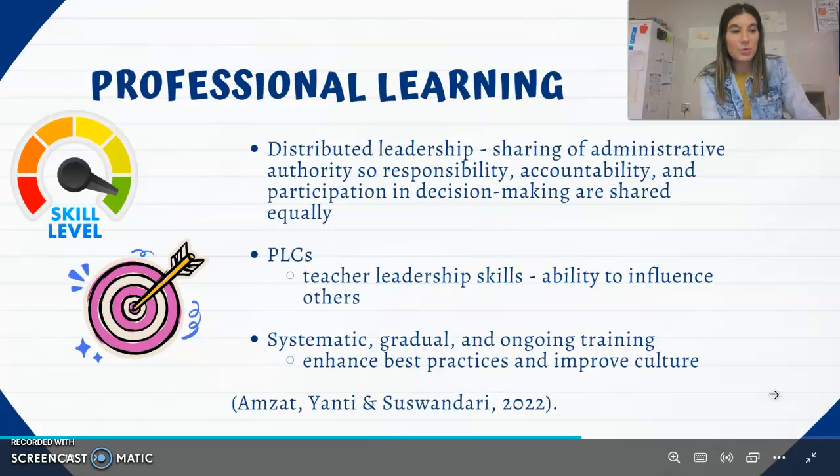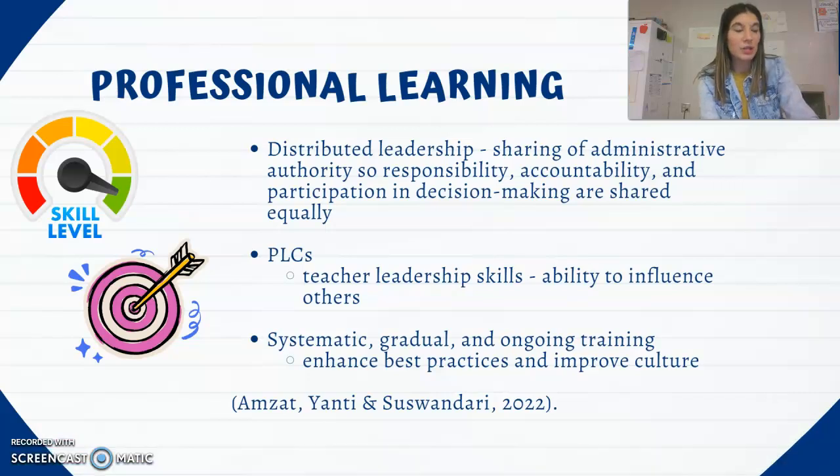Professional learning is a really important aspect of leadership as you're planning for and how you're going to support your staff. Thinking of that distributed leadership model, sharing of those administrative authorities and responsibilities so that everybody is accountable for all of the initiatives and policies and things that are being set in the building is really important, because you want that shared decision making and participation so that your staff feel like they are part of that.